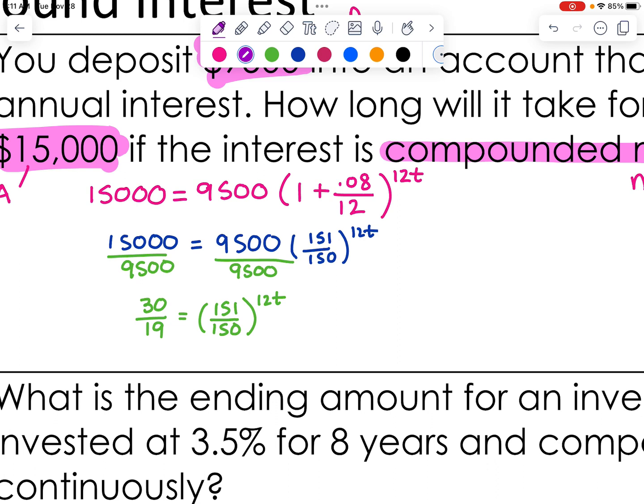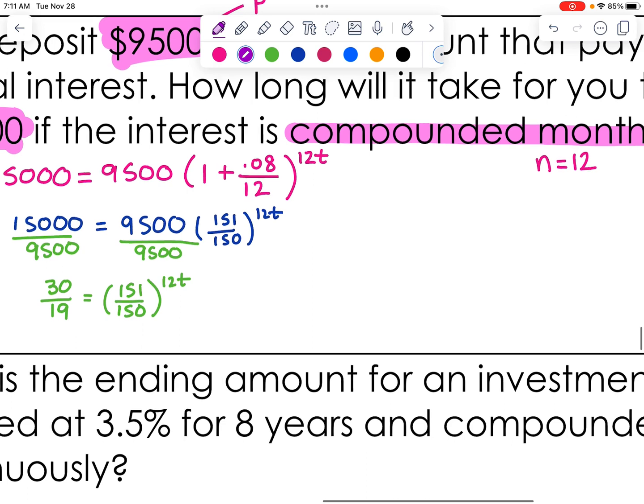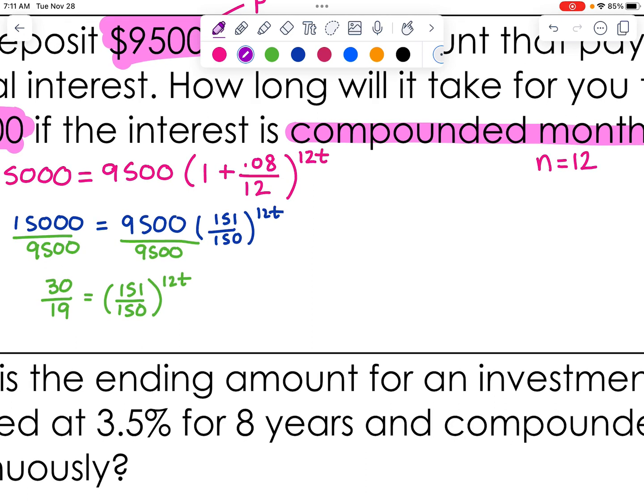All right, now I've got t stuck in the exponent, so in order to solve this, we're going to have to switch to log form. And bear with me, I know we've got a lot of fractions, but we're going to start with our base here. So we'll have log base 151 over 150 of 30 over 19 equals 12t. So I'll write this up here. Log base 151 over 150 of 30 over 19 equals 12t.